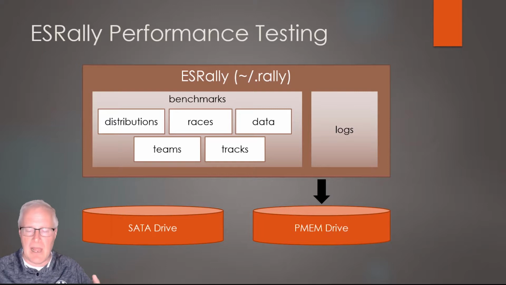When I started looking at how I can use ESRally and test performance of this new ultra-fast persistent memory drive compared to a normal SATA drive, I decided to take the easy way out. I decided I'm just going to put the whole .rally directory on the PMEM drive, and then I'm going to put the whole thing on the SATA drive and run comparisons between the two.